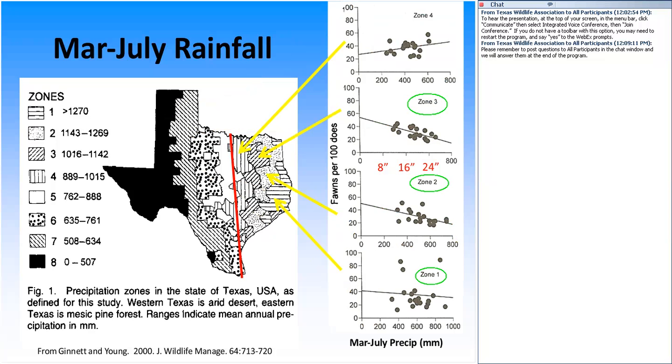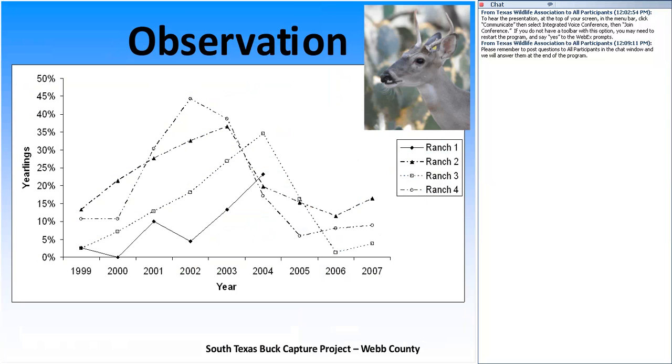And so depending on where you are in the state, you've got different things that are going to be influencing the annual kind of pattern of fawn production. And there's some things that go on out in East Texas that if you get 24 or more inches of rainfall in March or July, you might expect a lower number of fawns than if you had less rainfall.